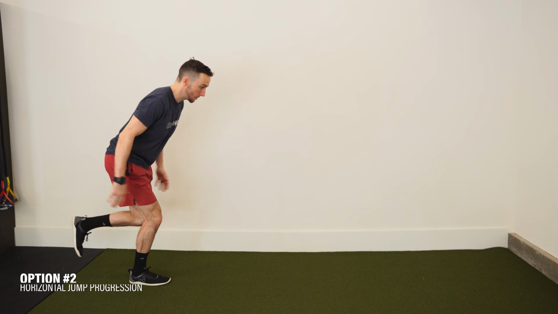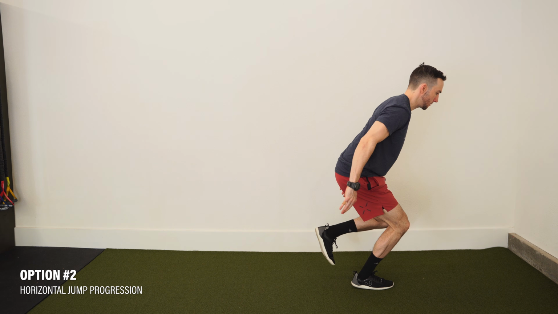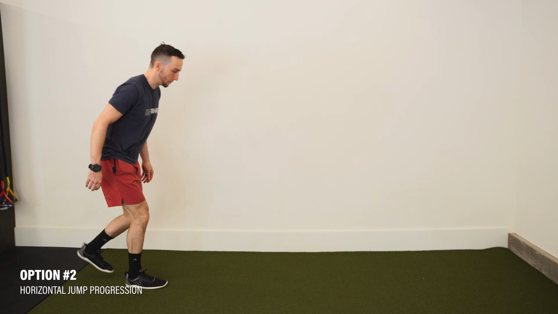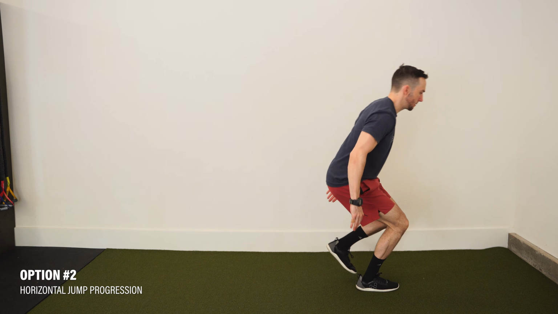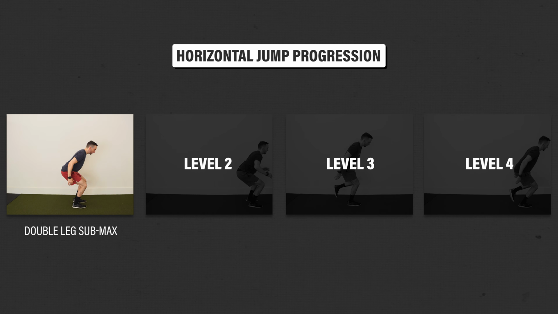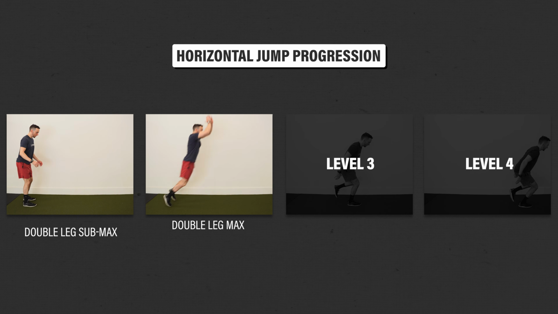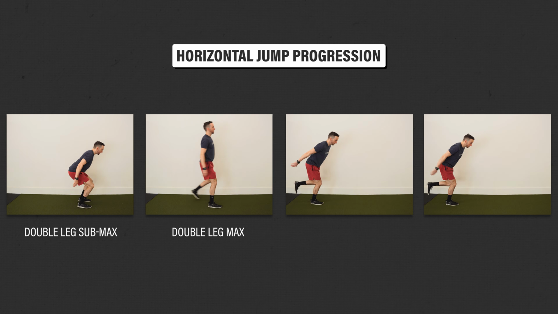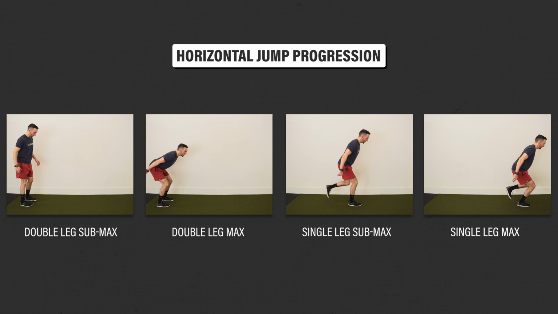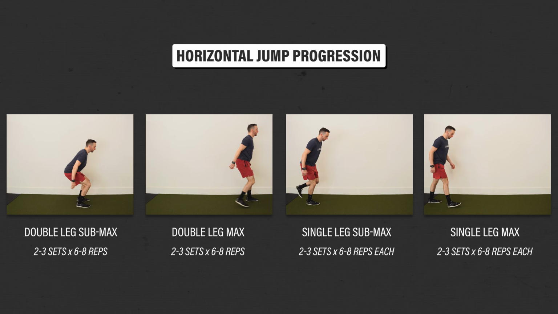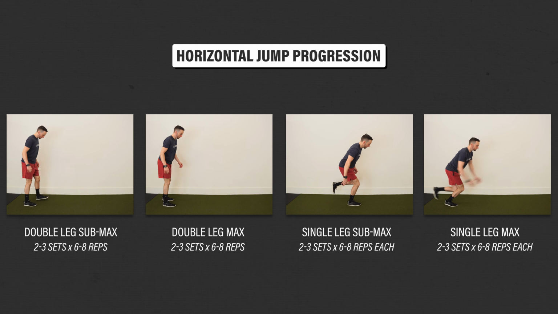The second option is a horizontal jump progression, which will require slightly more effort from the hip muscles on takeoff. Begin with a double leg submaximal horizontal jump before moving on to a maximal horizontal jump. After that, repeat the same progression, but on a single leg. Perform for 2 to 3 sets of 6 to 8 repetitions.